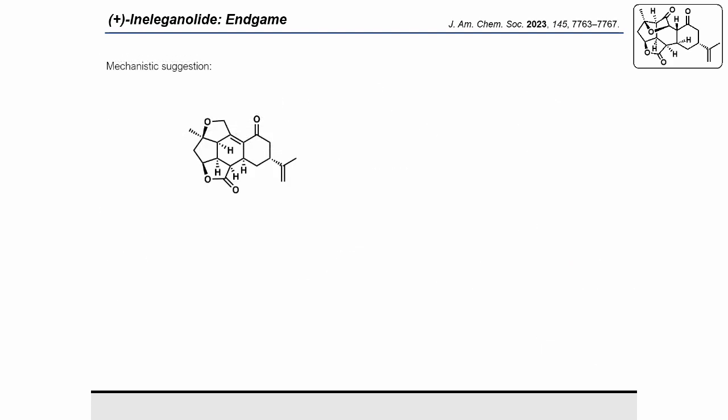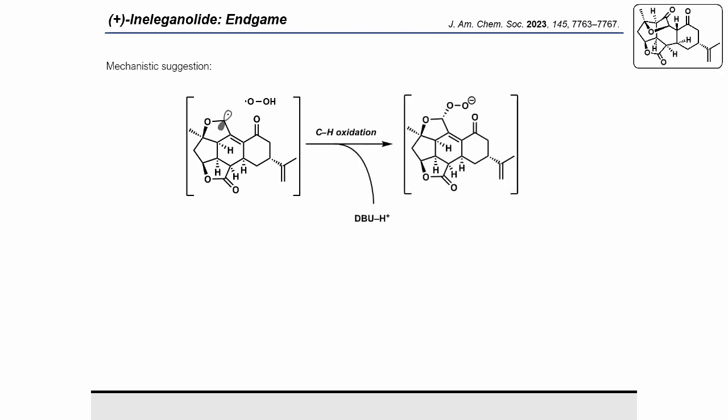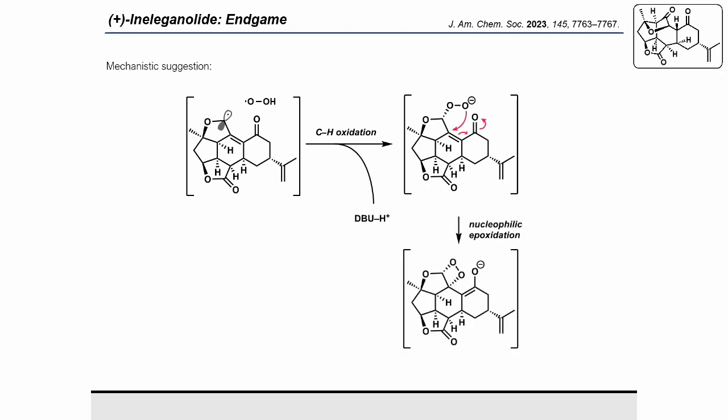Again, looking at the mechanism, we believe that our molecule has the ability to form a captodative allylic radical upon CH abstraction by a triplet oxygen. Upon radical recombination and deprotonation by DBU, we can reveal the peroxy anion. Similar to a nucleophilic epoxidation sequence of an enone with hydrogen peroxide, we propose that the peroxy anion can add into the beta position of our enone, and then be cleaved to the corresponding epoxide. Upon protonation, we end up with our product.